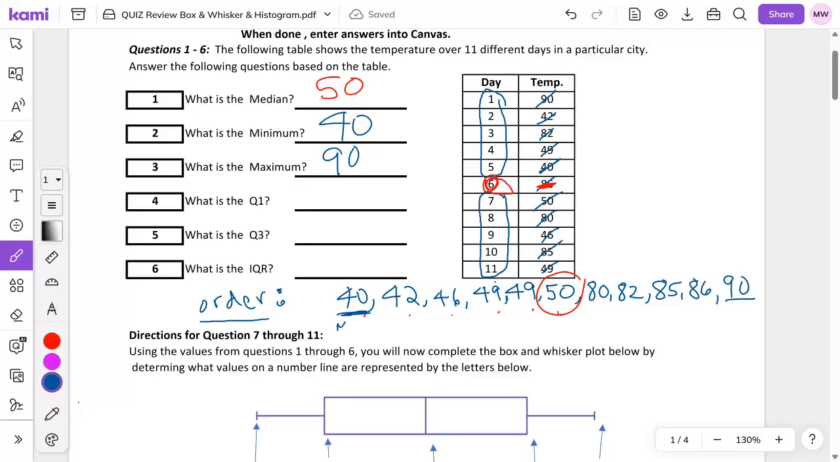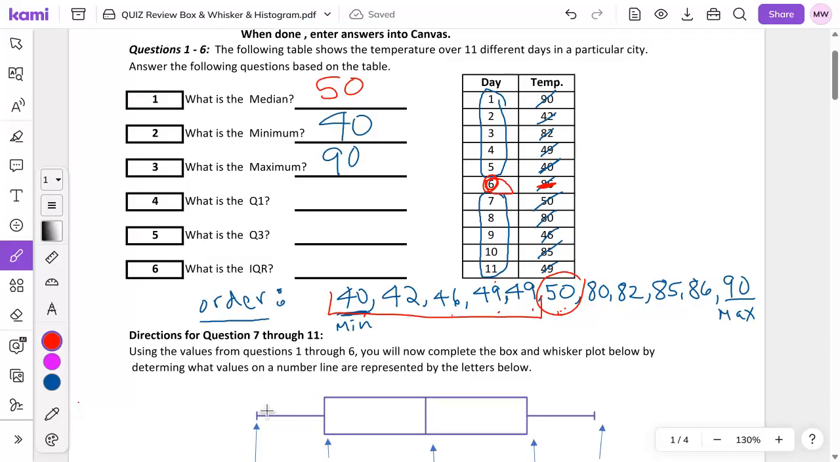Okay, min, max. Okay, the Q1. Now to get the Q1, we've got to break the numbers down one more time into quartiles. This breaks it into half. So to break it into quartiles, we're going to do the median of these numbers here, not including the current median.